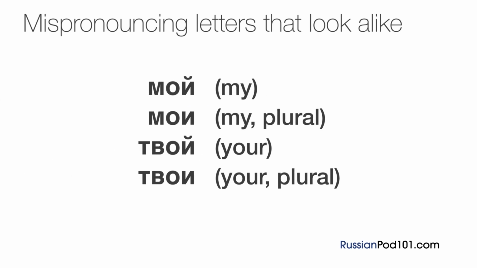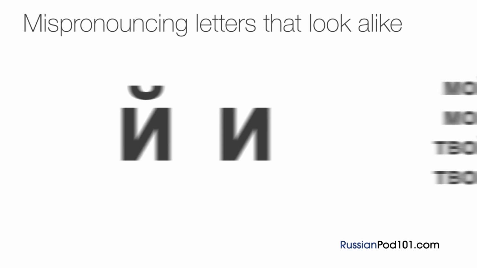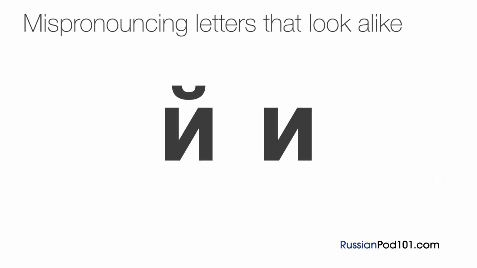Consider the following examples. Мой. Мои. Твой. Твои. Clearly, failing to recognize these two letters will result in the wrong pronunciation. Try to be mindful of these two letters and other letters that may look alike in Russian. Now you know the top 5 Russian pronunciation mistakes to avoid. Try to be careful so that you don't make these same mistakes.